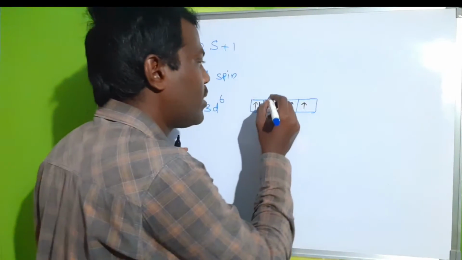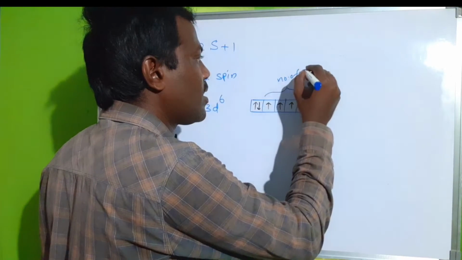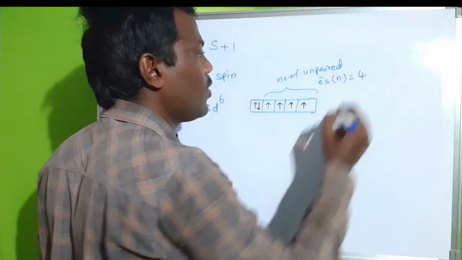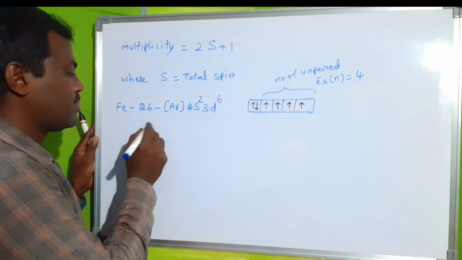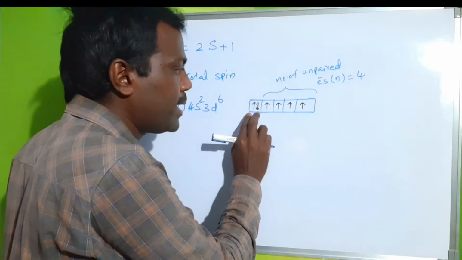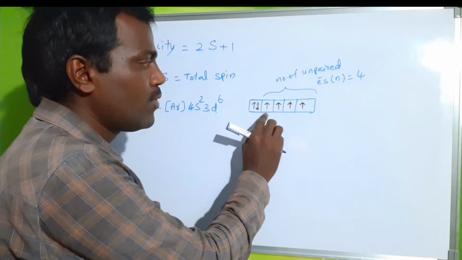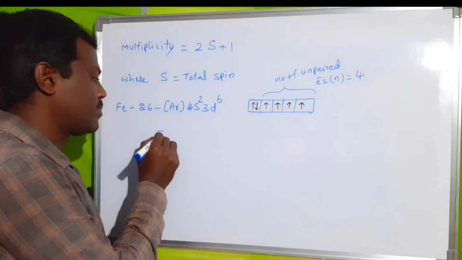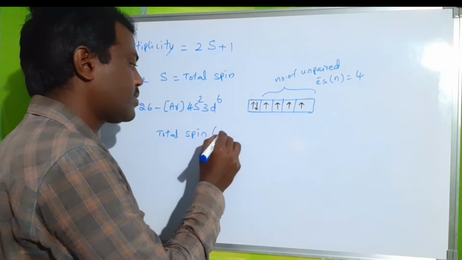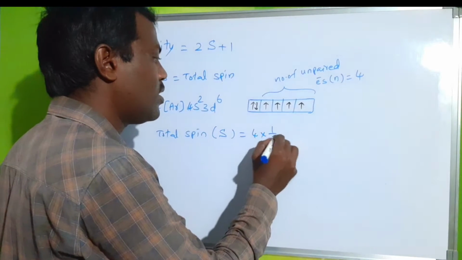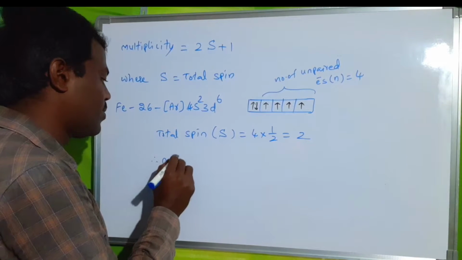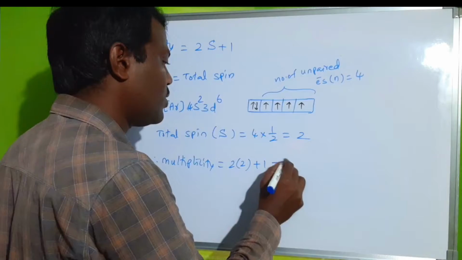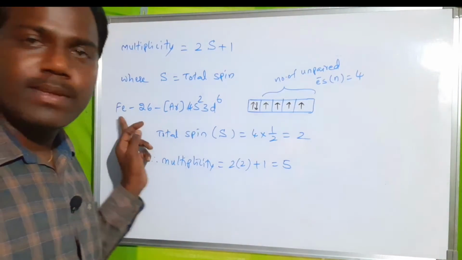Here, the number of unpaired electrons, which is shown by small n, is equal to 4. 4 unpaired electrons there, no? For paired electrons, spin is 0, plus half, minus half. Total spin 0. For unpaired electrons, for each unpaired electron, spin is plus half. 4 unpaired electrons means total spin S is equal to 4 into half, which is equal to 2. Therefore, multiplicity is equal to 2S plus 1, 2 into 2 plus 1, which is equal to 5. So the multiplicity of the iron atom is 5.